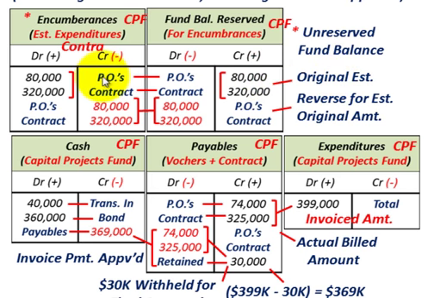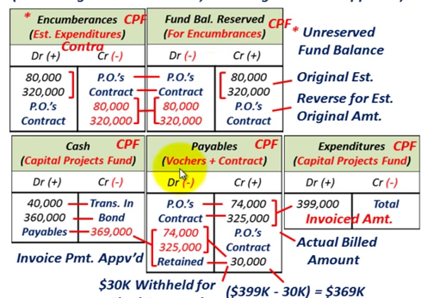And then along with our POs, we can also set up our contracts here under our encumbrances system. So let's just say our contracts were estimated to be $320,000. So debit our encumbrances for $320,000, and then go over to our fund balance reserve, credit that here for $320,000. Remember, that's our original estimate. Everything you put, your original estimated amounts, in your encumbrances here, and also your fund balance reserve for the encumbrances.